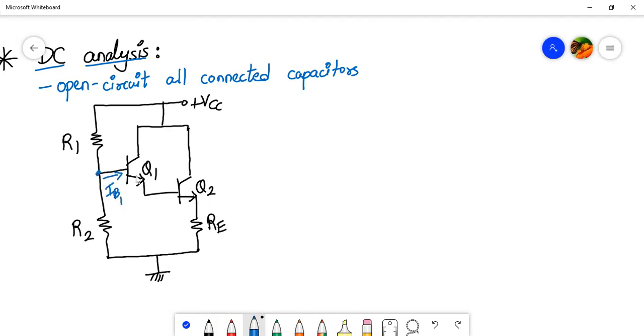Now over here, it's very difficult to do the analysis further because your base current IB1 flowing into the Q1 transistor is not equal to 0. So IB1 is not equal to 0. Maybe it's a very small value. Now this is the base terminal of the Q1 transistor. We can call it base 1.